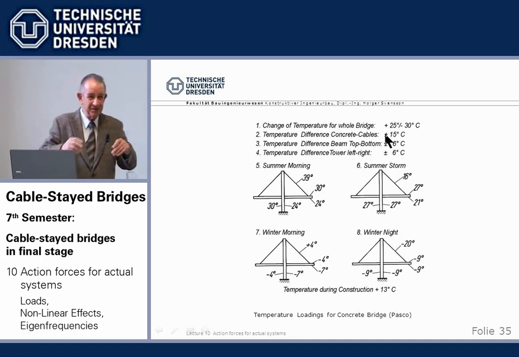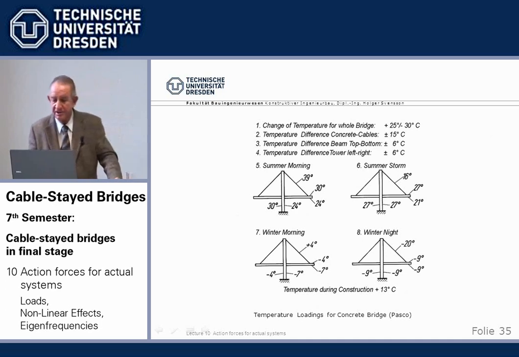That's one of the reasons why we try to get the white color around the otherwise black PE cables. I mentioned to you the black PE cables would be much hotter than if we have a white surface. We would have then to change this loading. Then the sun shines on the beam, the top of the beam is warmer than the bottom or the other way around, and the sun is radiating from the south, so the north side of the tower is cooler than the south side.